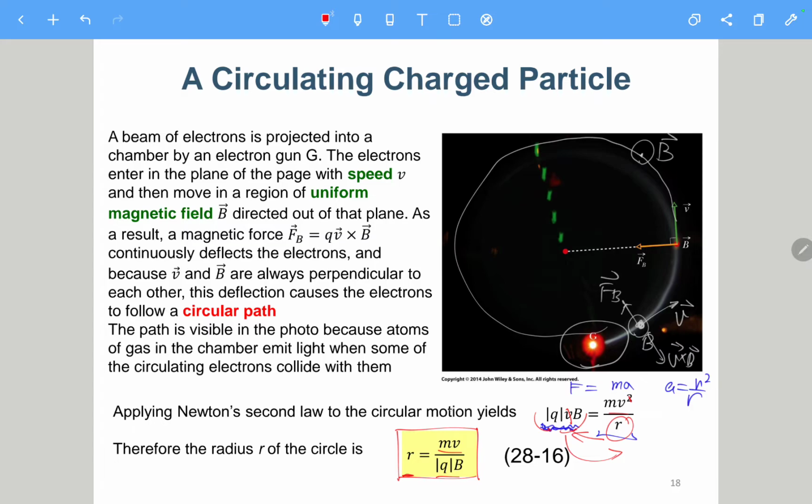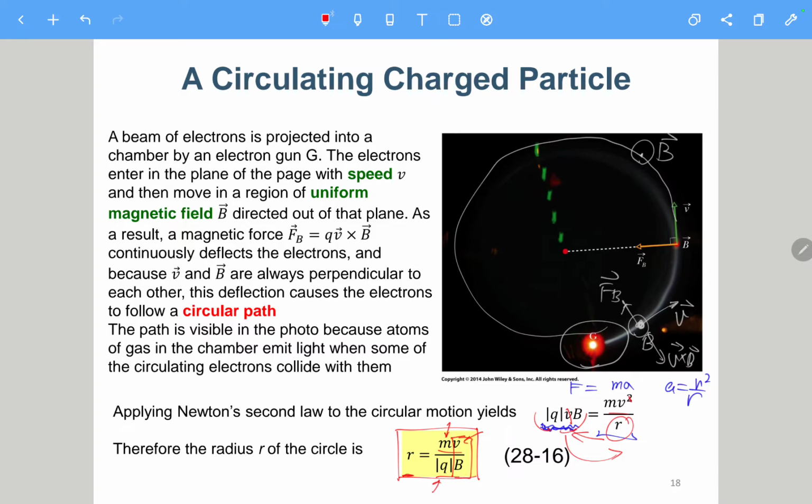So you can see m, for a fixed particle, should be a constant. V is a variable; it can change. And Q is also a constant, because it's an electron, so it is 1.6 times 10 to the minus 19 coulomb. So there are two variables, v and B, that can be changed. If we adjust these, we can change the radius of the circular motion.